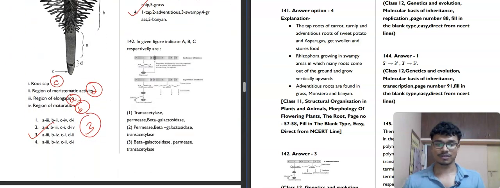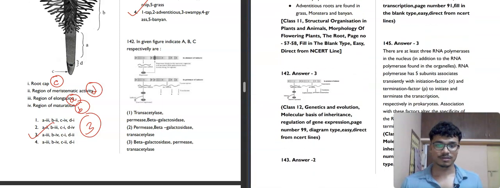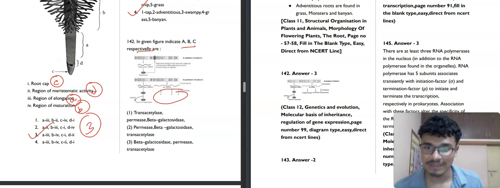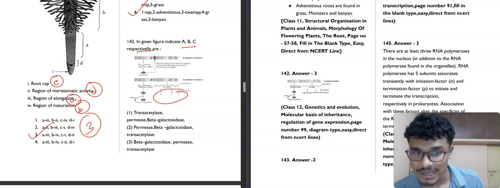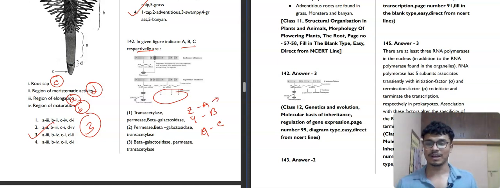I will move toward the next question, question number 142. Identify A, B, C respectively. Where is A, B, C? Yes, here it is. So you need to find the enzymes for Z, Y, A. The enzyme for Z will be A, for Y it will be B, and for A it will be C. So the first enzyme here is beta-galactosidase, then permease, and here transacetylase. So the third option is our correct answer here.